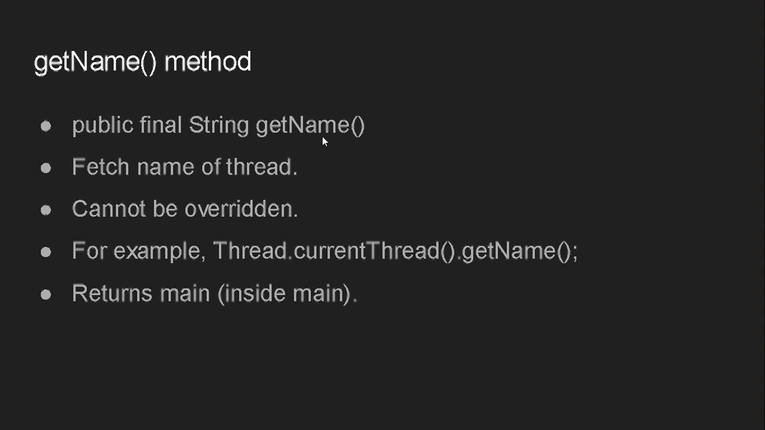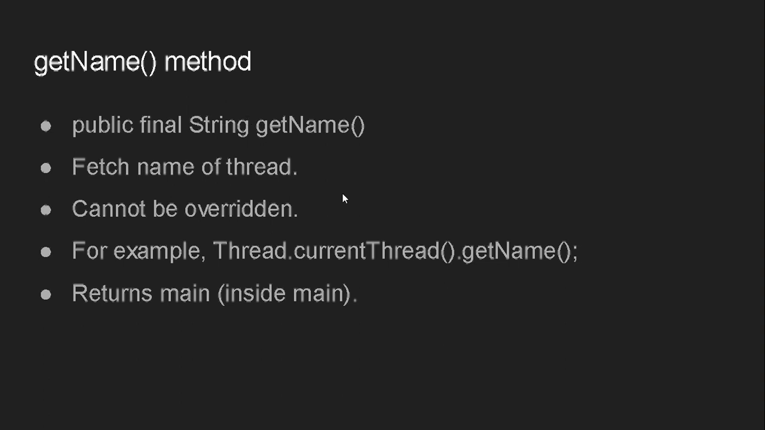For example, here I have given an example. If I write this statement, Thread.currentThread().getName(), inside the main method, then it is going to return main. This is a string. So it is trying to get the name of a particular thread. That is where it is going to be used. And you need to remember one thing: this is final, so it cannot be overridden, and this is a non-static method.